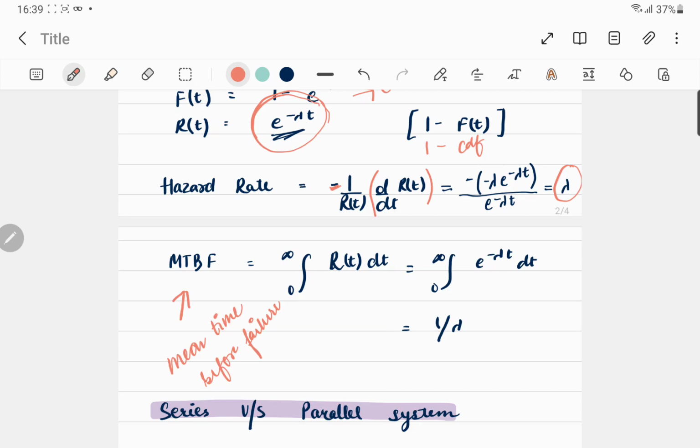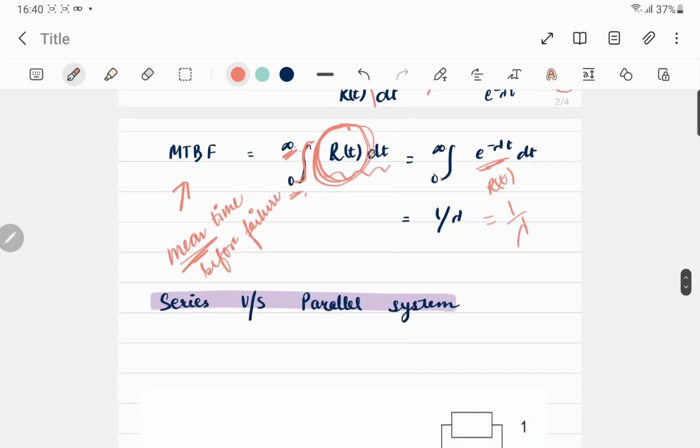So mean time before failure is defined as integration of the reliability function from 0 to infinity. So this is basically the mean time before the system fails. We have the probability, which is the reliability, and we integrate it from 0 to infinity to find out how much time the machine has before it fails, the mean time, right? So in this particular case, if we integrate from 0 to infinity e to the power minus lambda t, which is our reliability function, we get 1 upon lambda.